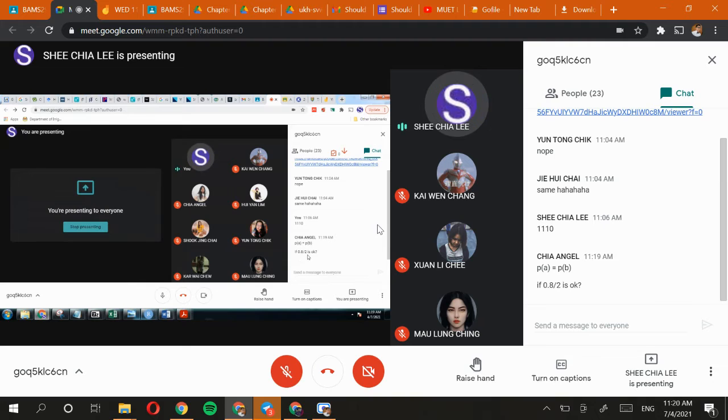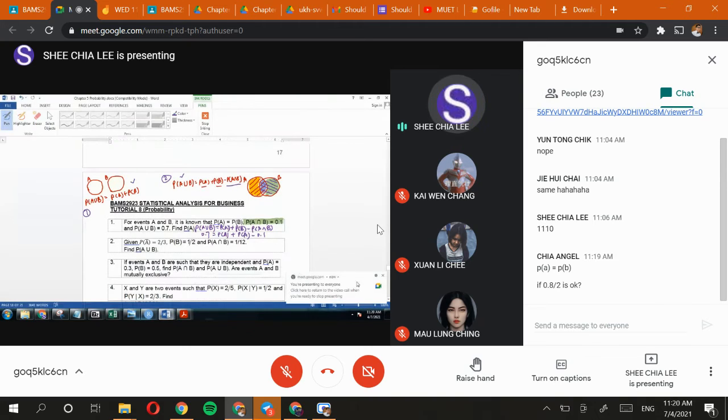Yes, 0.8 divided by 2. If you put it, same thing also. Like this one also, same thing. I said 0.7, you bring over, it becomes 0.7 plus 0.1, so it is 0.8. So you get 2 PA, so I put 2 times PA. So my PA will be 0.8 over 2. Then it is 0.4.